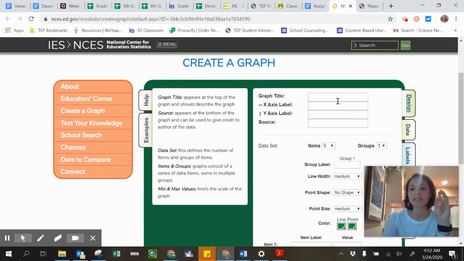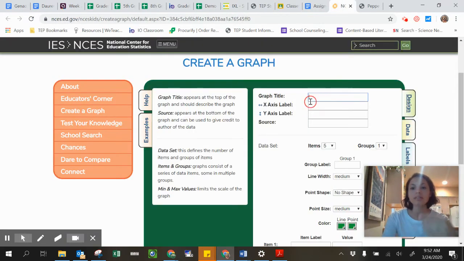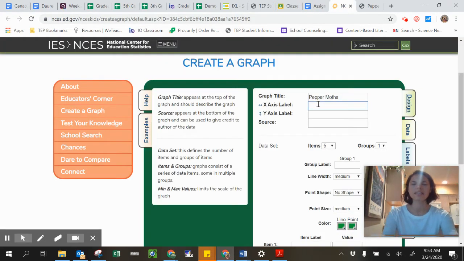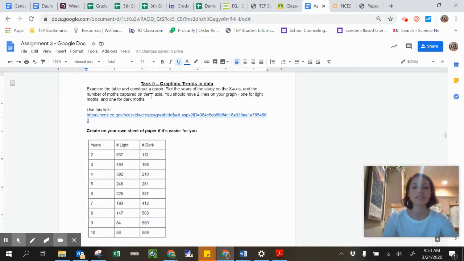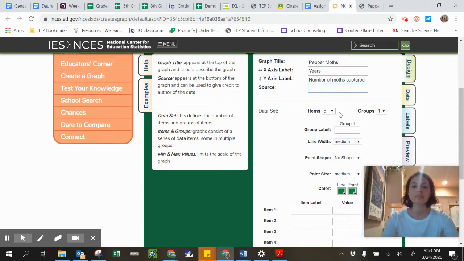But the data is something that you really need to know. So the graph title could be trends in data, or pepper moths or something. So I'm going to name it pepper moths. The x-axis label. Well, we said here to plot the years of the study on the x-axis. So years of study. And then on the y-axis, it says the number of moths captured on the y. So number of moths captured. All right. So source, don't worry about that.